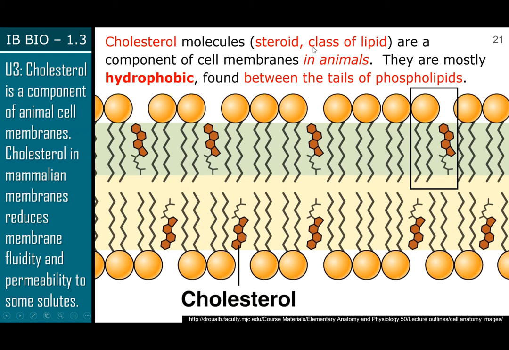Anabolic, catabolic. They help build stuff up and break stuff down. Anabolic steroids help you get bigger. They're lipids. That's why if you take too many steroids, it's hard to lose weight, because remember, lipids are also used for energy storage. But cholesterol, specifically, is a lipid that's found in animal cell membranes.